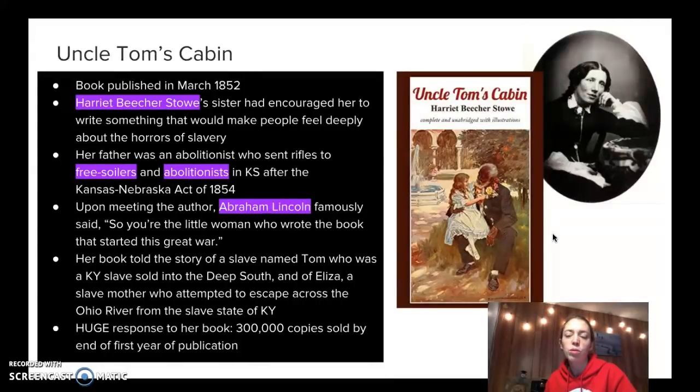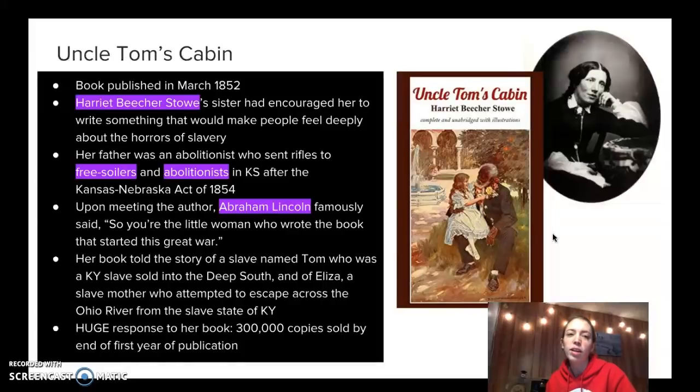Harriet Beecher Stowe's father was an abolitionist who sent rifles. They were called Beecher's Bibles. So he sent these boxes of rifles to the Free Soilers and abolitionists in Kansas after the Kansas-Nebraska Act in 1854. You're going to hear about that in just a minute.